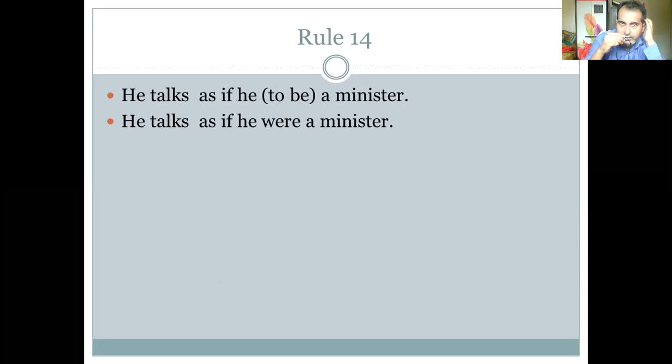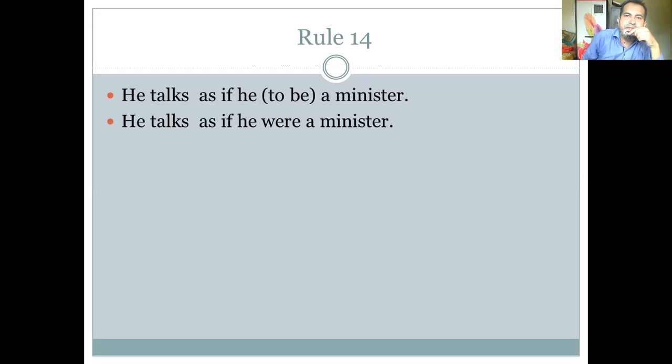Next, he talks as if or as though. You can use both; both mean the same thing. As if or as though means the same. As if he were a minister. He's not a minister, but he talks like a minister. So this is the sense of this sentence. He talks as if he were a minister. He is not actually a minister, but his talking is like a minister.